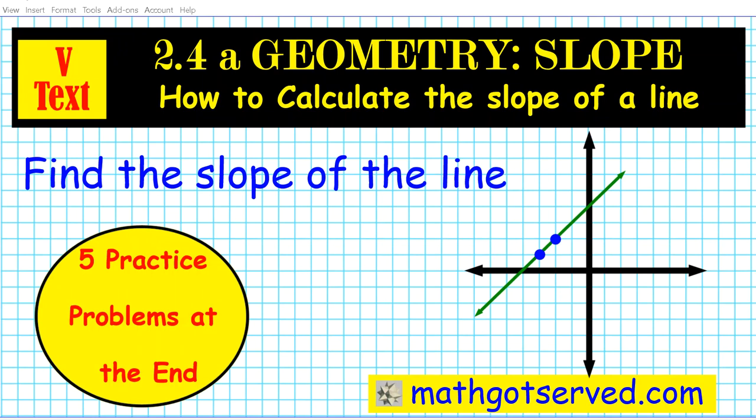In this clip, we're going to be going over section 2.4a of our geometry virtual text, focusing on how to calculate the slope of a line. In this presentation, we're going to be looking at problems where you'll be finding the slope of a line provided with 2 points on it. Don't forget, we have 5 practice problems at the end of this presentation that we'd like you to try out in order to demonstrate mastery of the contents of this presentation.